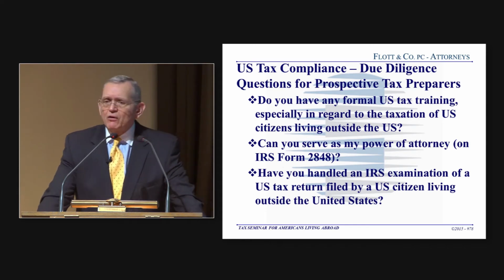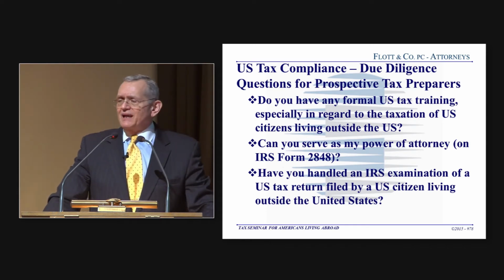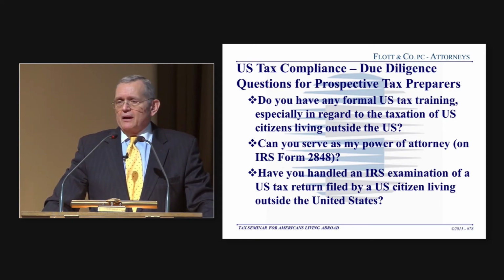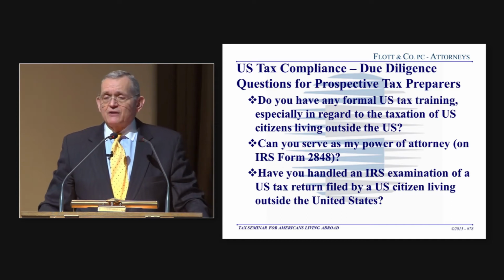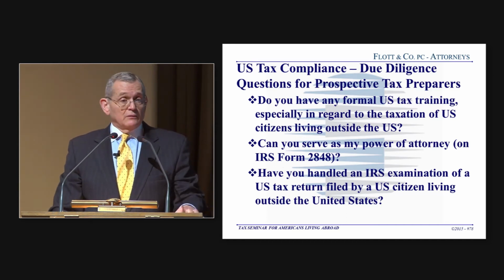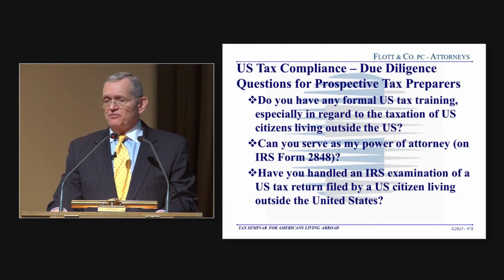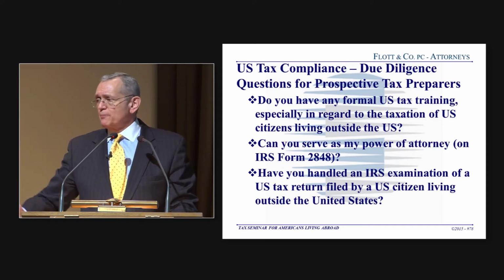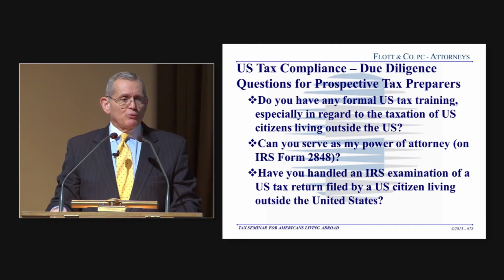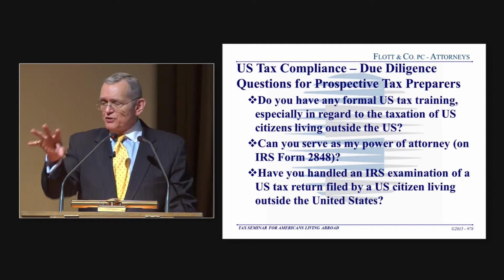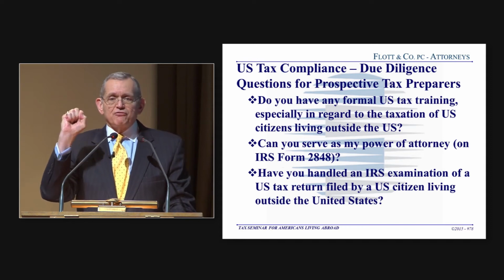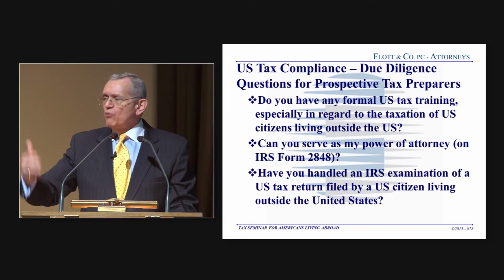Can you serve as my power of attorney on a U.S. Form 2848? The Internal Revenue Service has an enabler, a document called a Form 2848, which allows certain persons, lawyers, accountants, and other tax professionals, to be appointed by you to be your U.S. tax representatives, which gives that person the right to talk directly to the IRS about your tax case, to retrieve your tax information and information from the IRS website, and to otherwise represent you before the Internal Revenue Service.